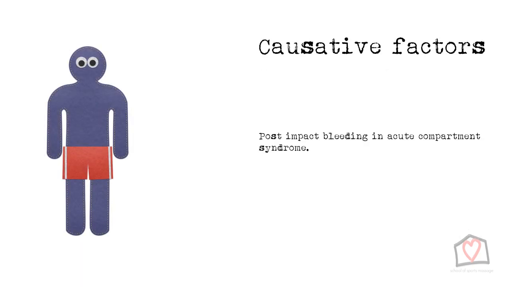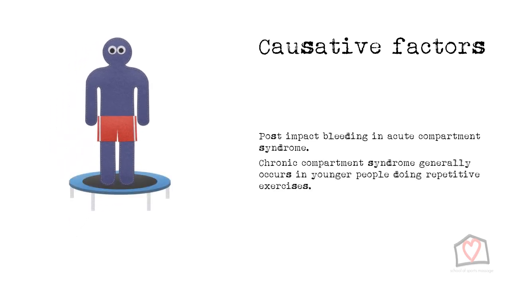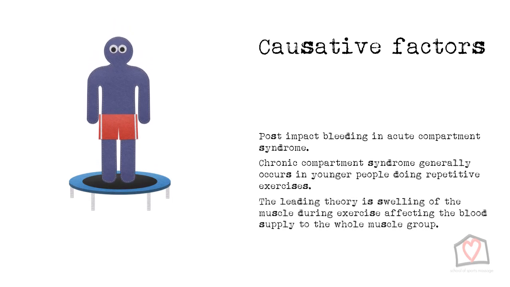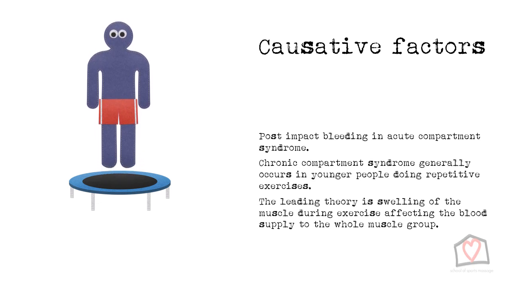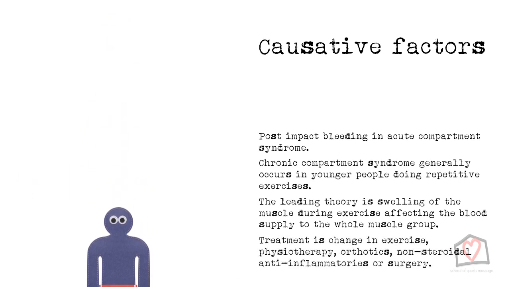Possible causative factors are post-impact bleeding, so that would be the acute compartment syndrome. Less is known about the causes of chronic compartment syndrome, but it generally occurs in younger people who do a lot of repetitive activity, such as running and cycling. The leading theory is swelling of the muscles during exercise, affecting the blood supply to the whole muscle group. Treatment for chronic compartment syndrome is potentially change in exercise, physiotherapy, orthotics, non-steroidal anti-inflammatories, and as a last resort, surgery may be considered.